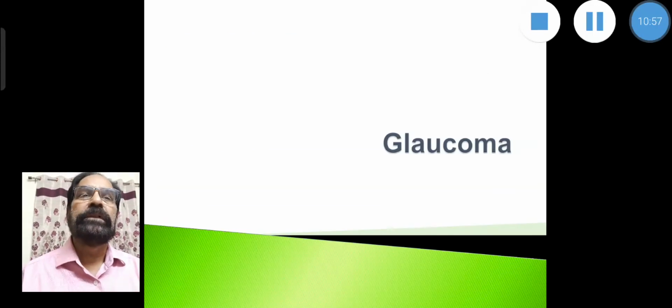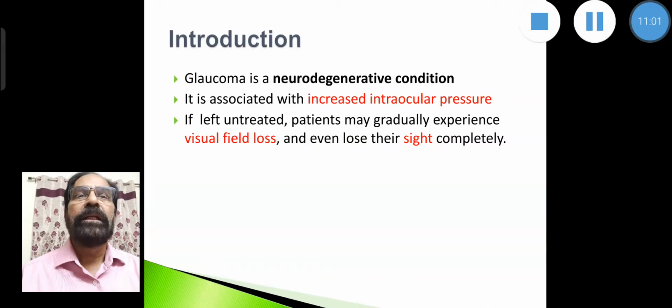Then we go to glaucoma. Glaucoma is a neurodegenerative condition. It is associated with increased intraocular pressure. If left untreated, patients may gradually experience visual field loss and even lose their sight completely.